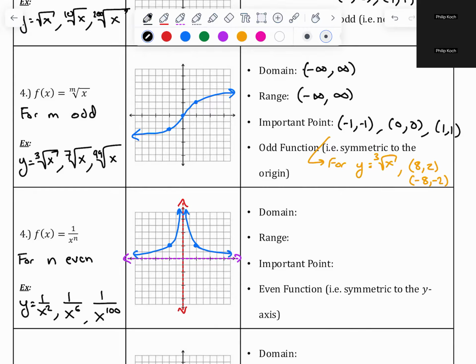The domain is -infinity to 0, union 0 to positive infinity. Its range is parentheses 0 to positive infinity. And its important points were -1, 1 and 1, 1. You have more, but that's enough.